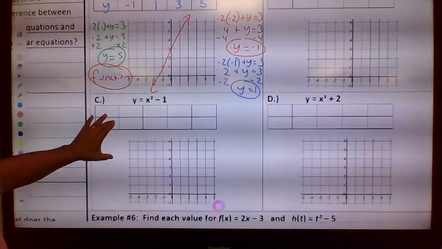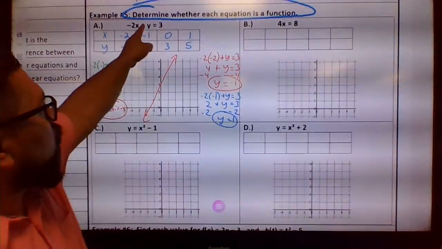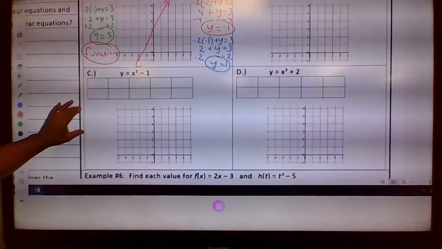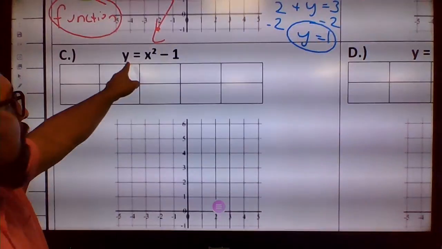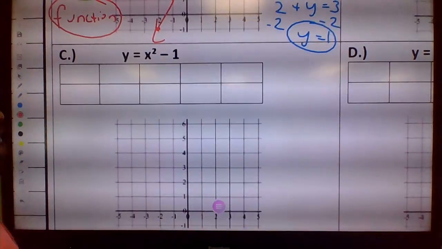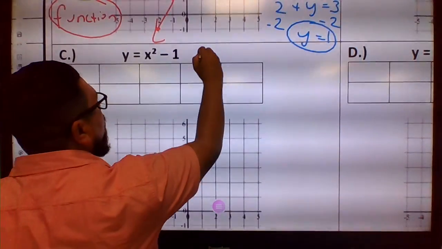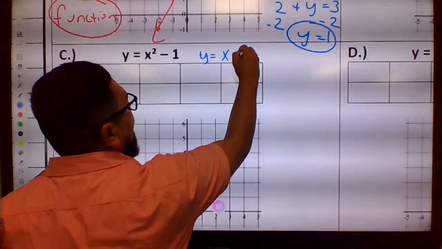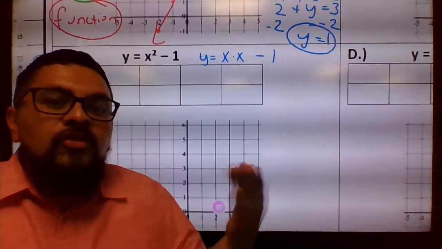Here's D. And again, our question is, determine whether each equation is a function. Okay, so here we go. So here is D. Now, remember, it has an exponent, a power of 2. So you can rewrite it if you want to, just to make it more clear: y equals x times x minus 1.